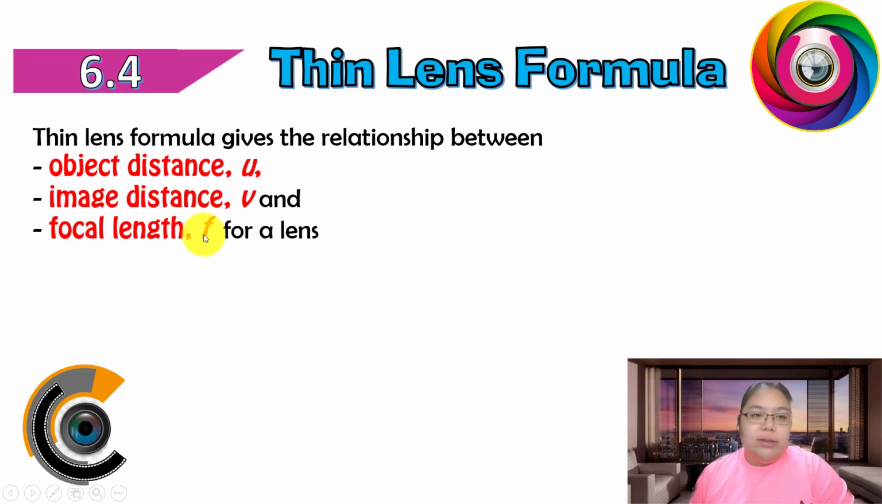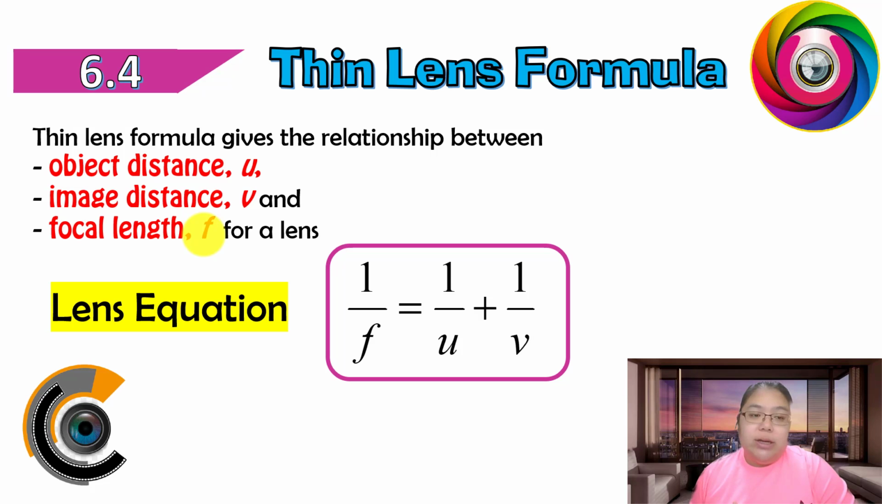Okay, now we combine the three physical quantities into one formula. That one we call the lens equation. Okay, let's see the lens equation. 1 over F equals 1 over U plus 1 over V. Okay, when you do the calculation, we're using cm. If they give you meters, that means you need to convert them to cm. Okay, let's go to the next one.